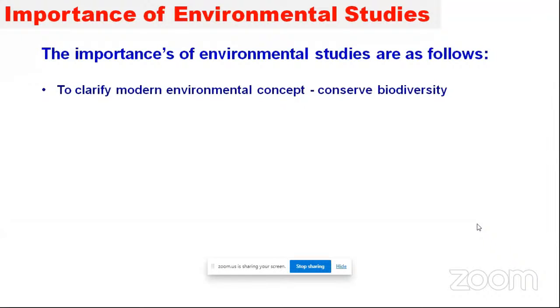We will have to protect the environment at any cost. We should not create imbalance. Even if we happen to create imbalance, as soon as we can, we have to bring it back to the original condition. That is the philosophy.